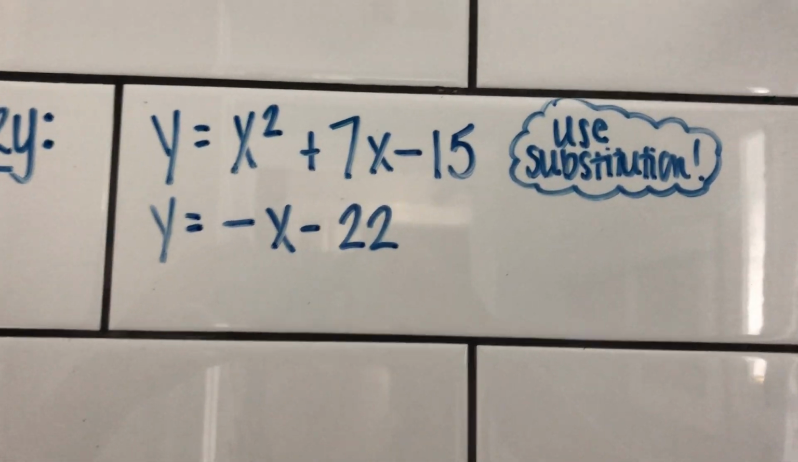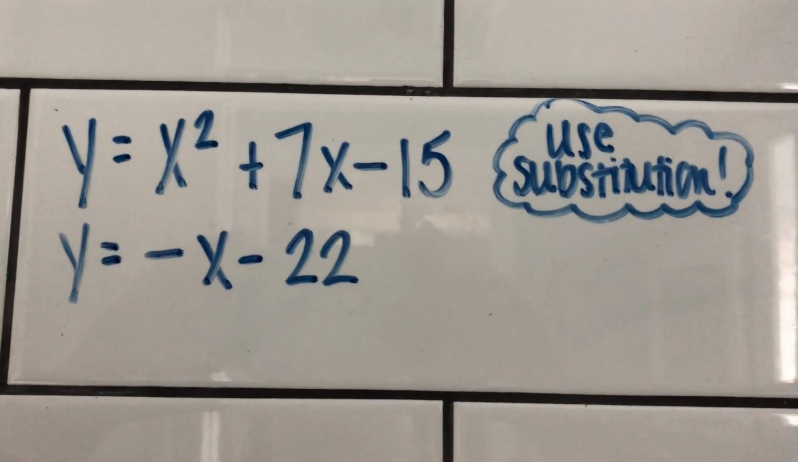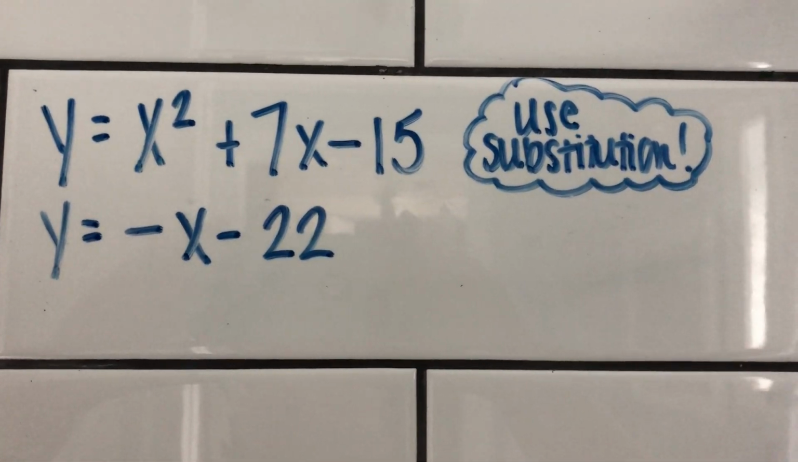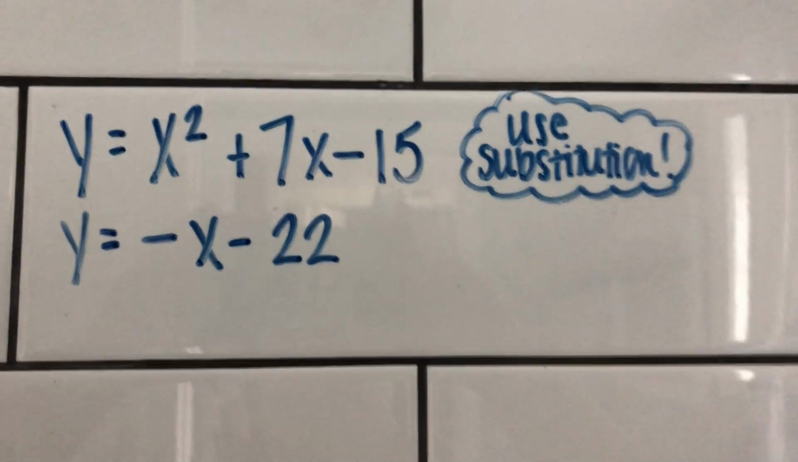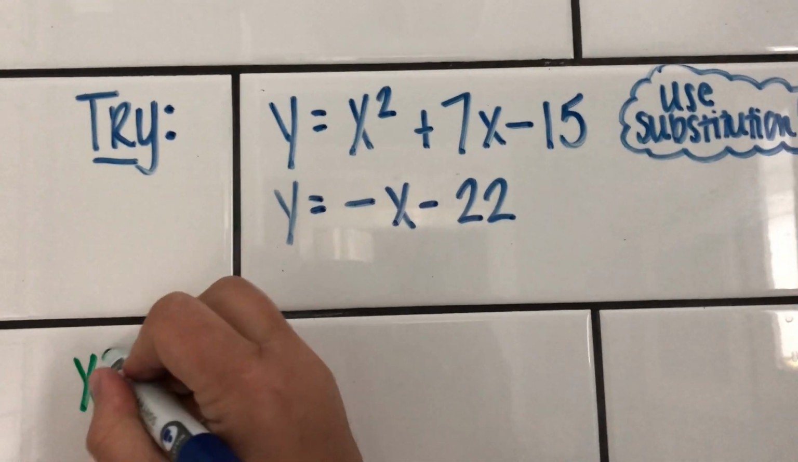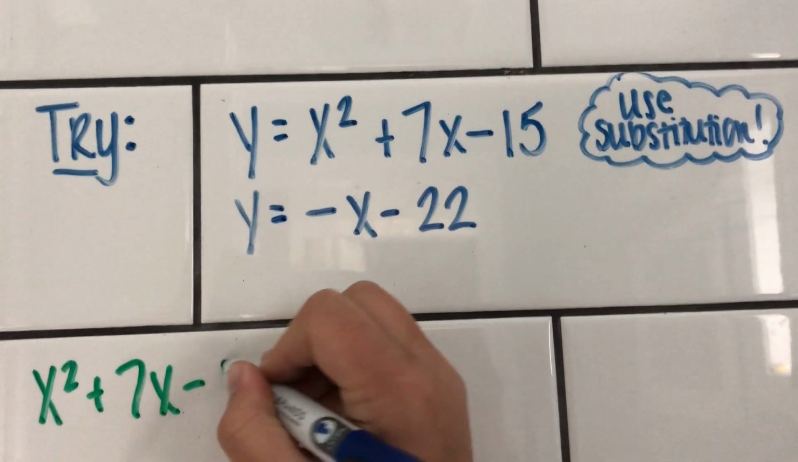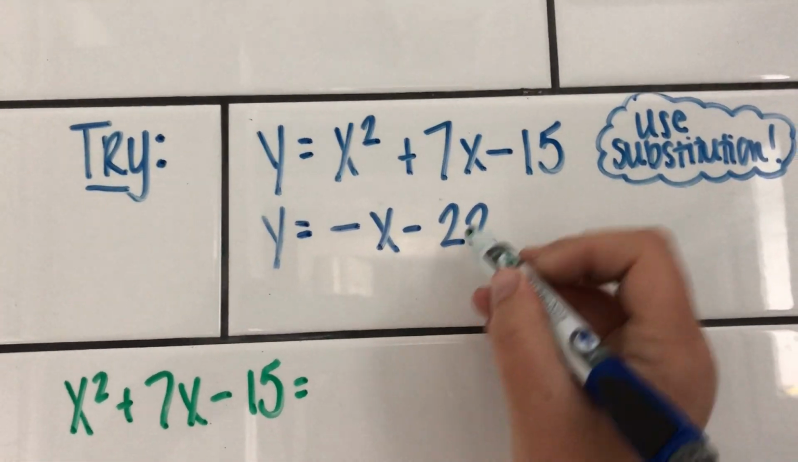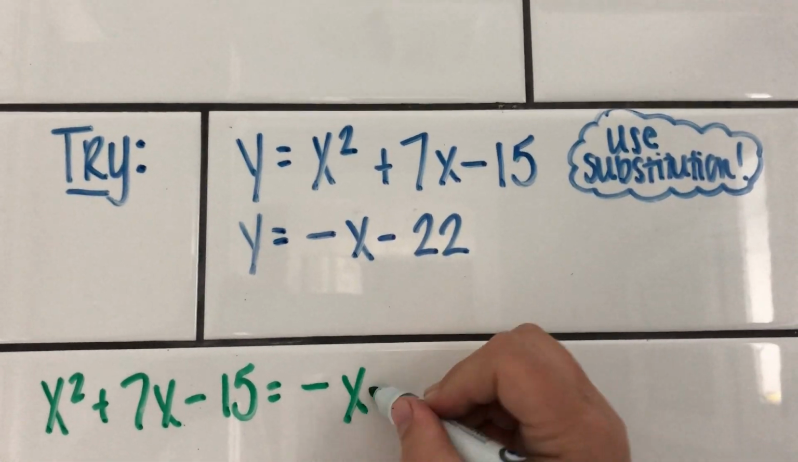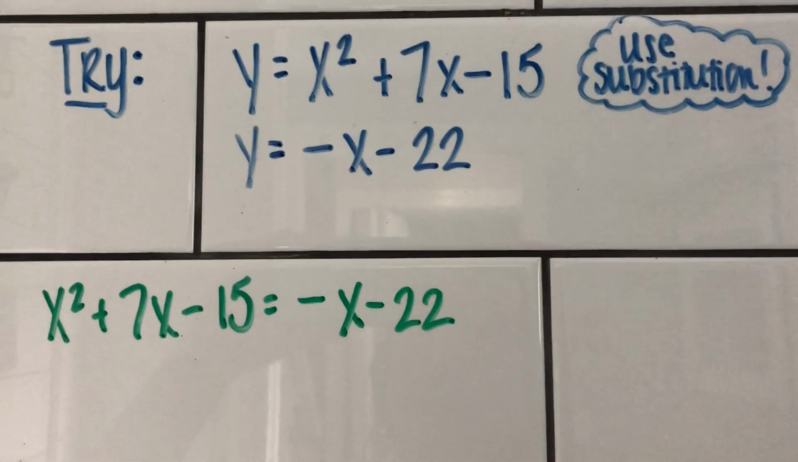So this is the first try it on your own example. You guys can copy it down. And I wrote use substitution. I just mean do it just like we did with the example. So for this, I like to put my quadratic on the left. I would say x squared plus 7x minus 15 equals. And remember, we can say that these equal each other because they both equal y. So I set them equal to each other.